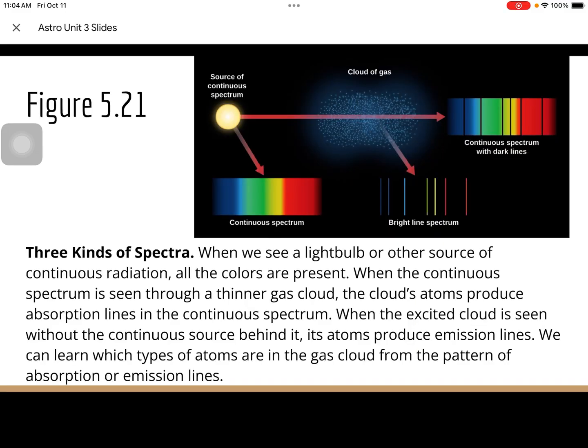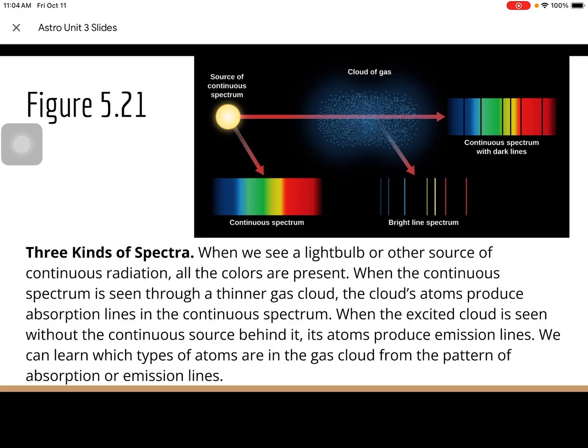Let's finish these up. Okay, so we've been talking about the spectrum. You did your spectral lab or spectra gizmo yesterday, and it kind of showed how we can identify different elements in stars based off what spectra we are looking at and what spectra are missing. So for example, when you see a light bulb or other source of continuous radiation, all the colors are present. When the continuous spectrum is seen through a thin gas cloud, the cloud's atoms produce absorption lines in the continuous spectrum. When an excited cloud is seen without the continuous source behind it, its atoms produce emission lines. We can learn what types of atoms are in the gas cloud from their patterns of absorption or emission lines.